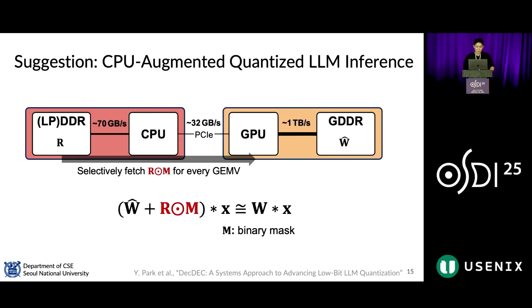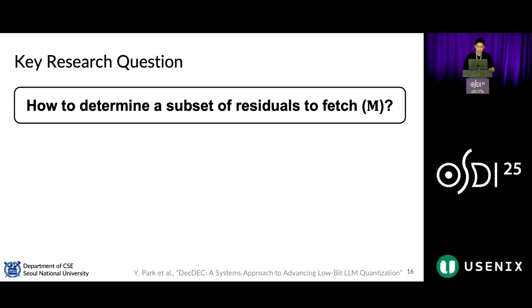So we changed the design. We bring only a selected subset, not the entire residual. Here, M is a binary mask that selects which subset of the residual to bring over. And this leads us to the key question. How should we select this subset? In other words, how should we construct a binary mask M?